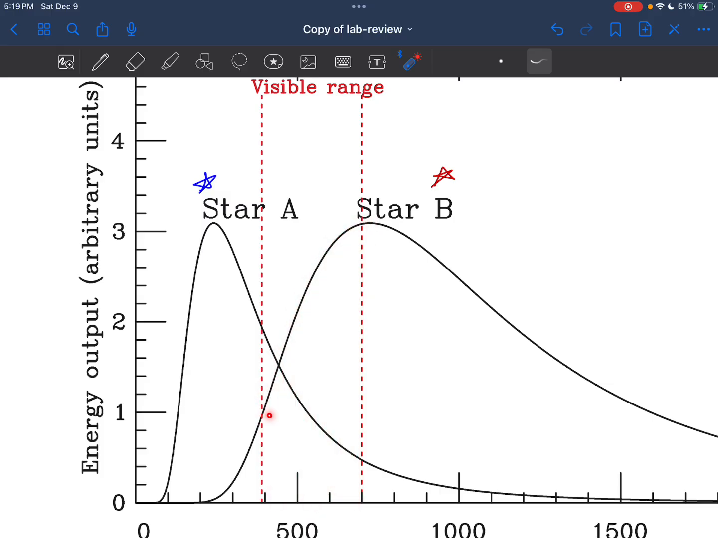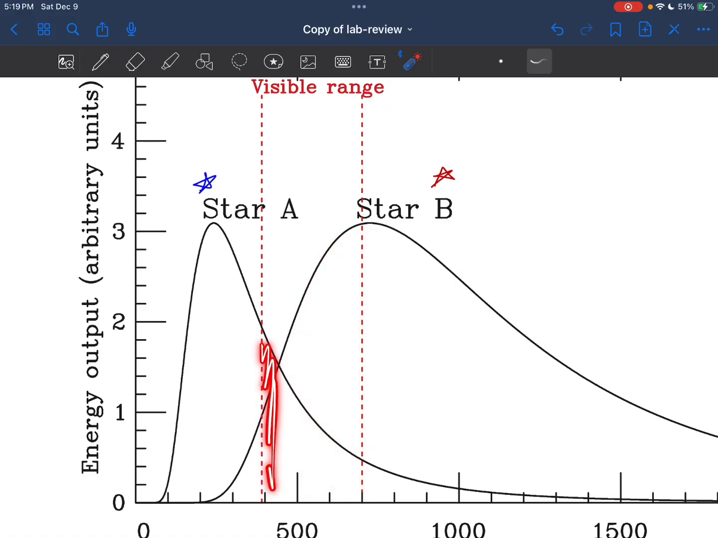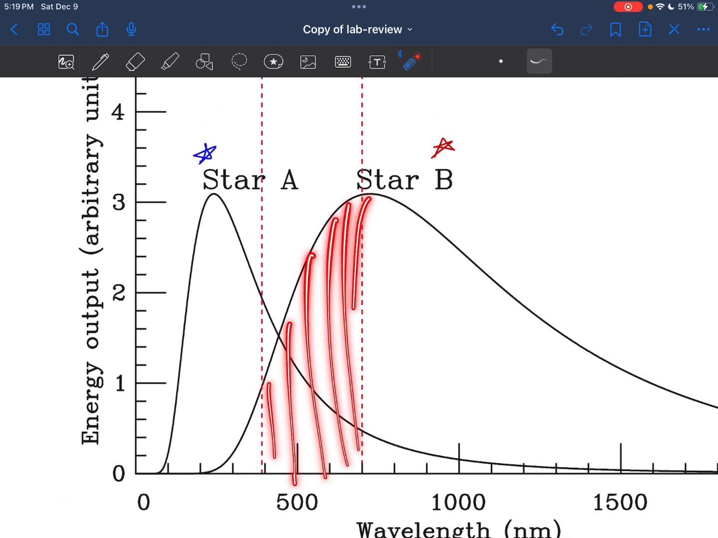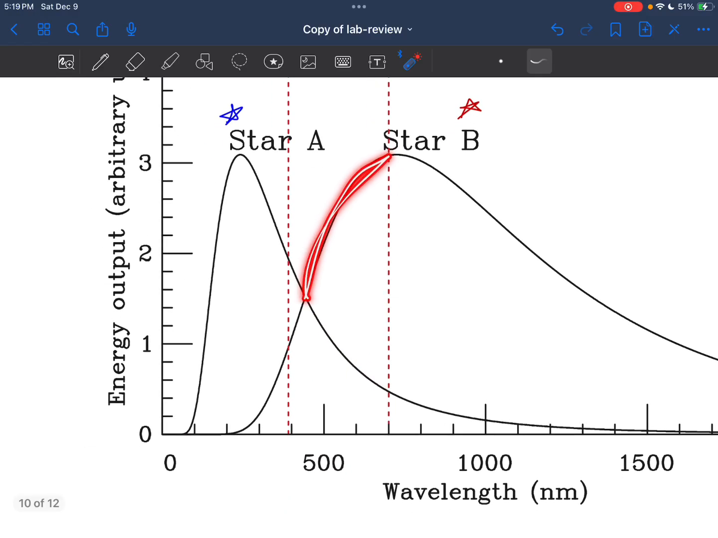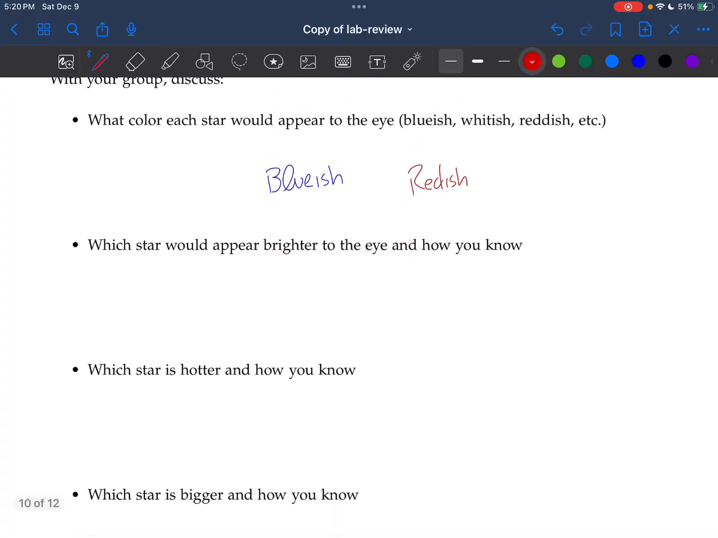So if I'm kind of thinking the area underneath this graph, it's much more than star A in the visible range. Right? So if I'm thinking just intensity, it's much more intense for more of the visible range. You can see that just because the graph is above it. So the one that's brighter is going to be star B.